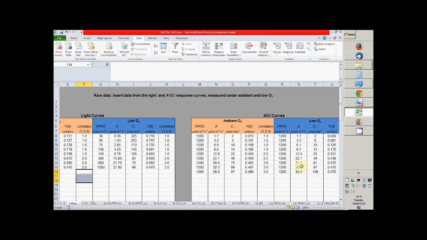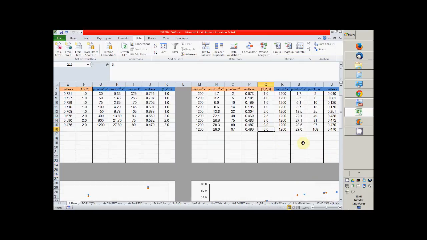For the ACI curves, 1 is specified for the initial part of the ACI curve, 2 for the PEPC limited part of the ACI curve, 2.5 is specified to exclude intermediate data points, and 3 is specified for the light limited part of the ACI curve. To exclude final data points, a number higher than 3 may be specified here.